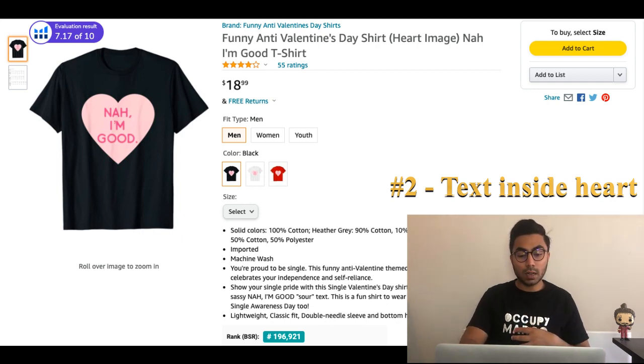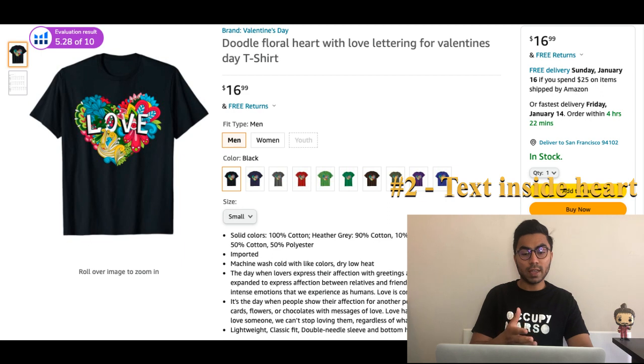Look at that low BSR of 196,000. It's great. And obviously as Valentine's comes closer and closer, these BSR numbers are going to go down. And it has 55 ratings, which is really good. So you can make designs like this. Even a design like the one over here, it has flowers, it's made into a heart, and it has love in the middle. Definitely this is a really good design.